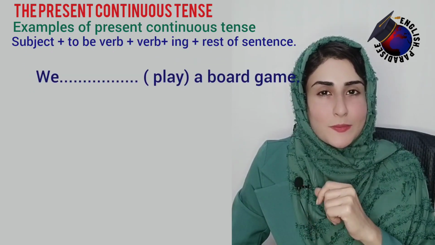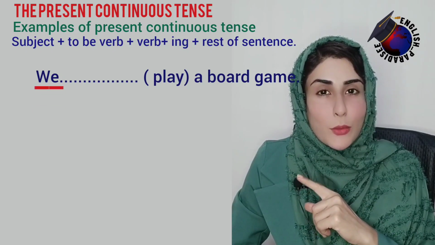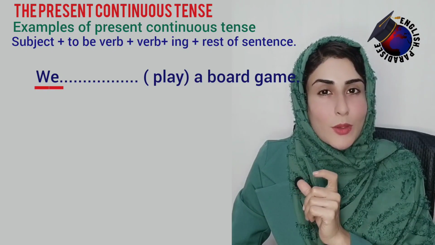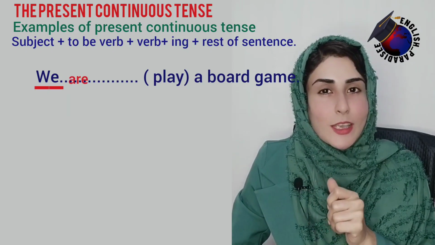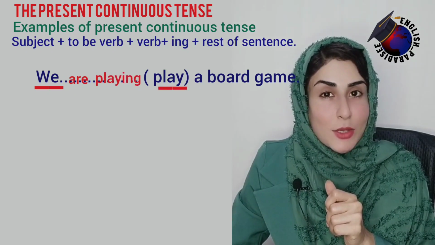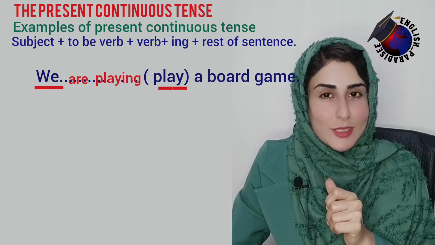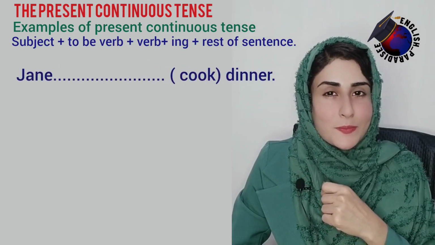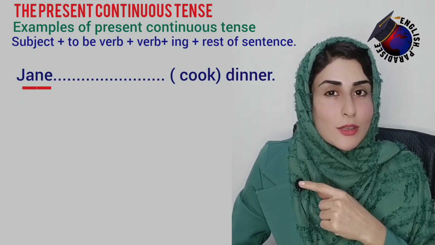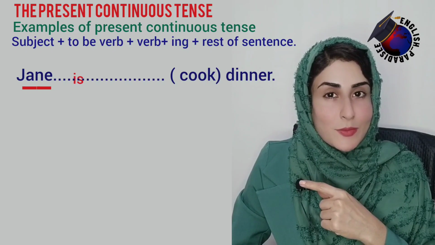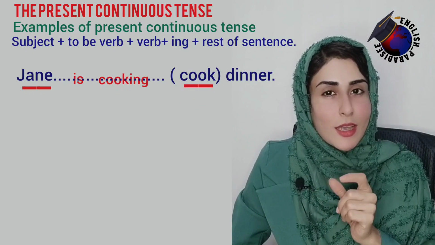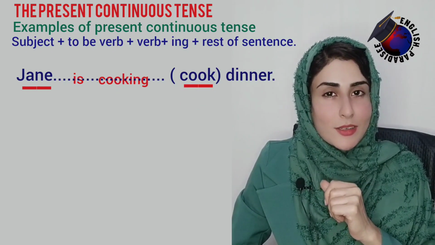Next one. Look at it. We. Okay, now use a to be verb. We are. And then a verb plus ing. We are playing. We are playing a board game. Next one. Use a to be verb. Jane. Jane is a singular noun, so we use is. Jane is cooking dinner. Yes, cooking. Add ing to the verb, cooking dinner.